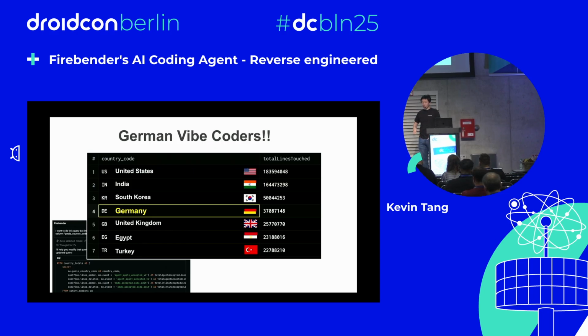And so this leaderboard is cut off, but there are 100 countries on this list. US and India are obviously at the top. Ton of Android engineers in India. Yeah.